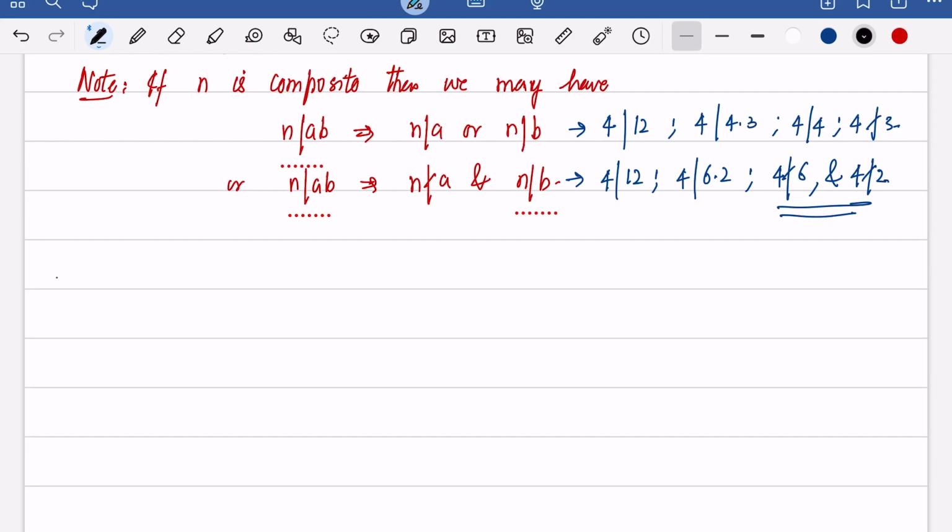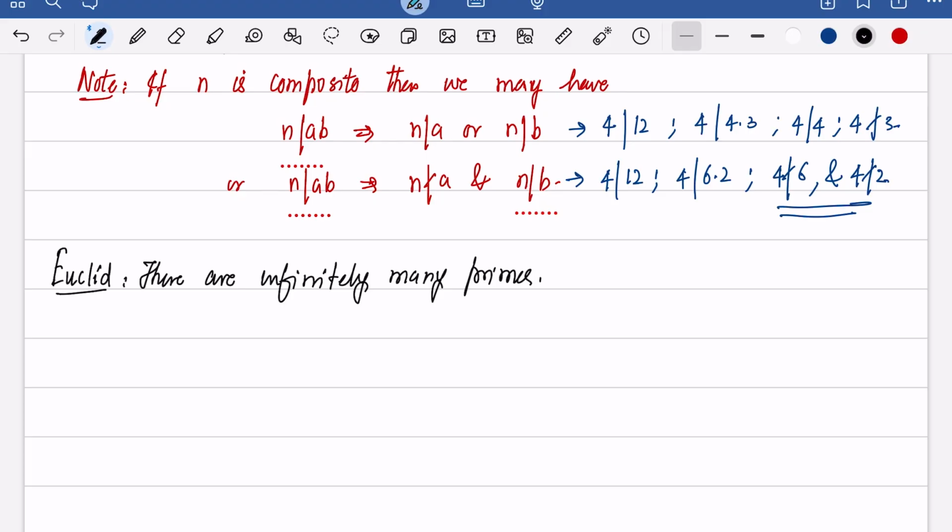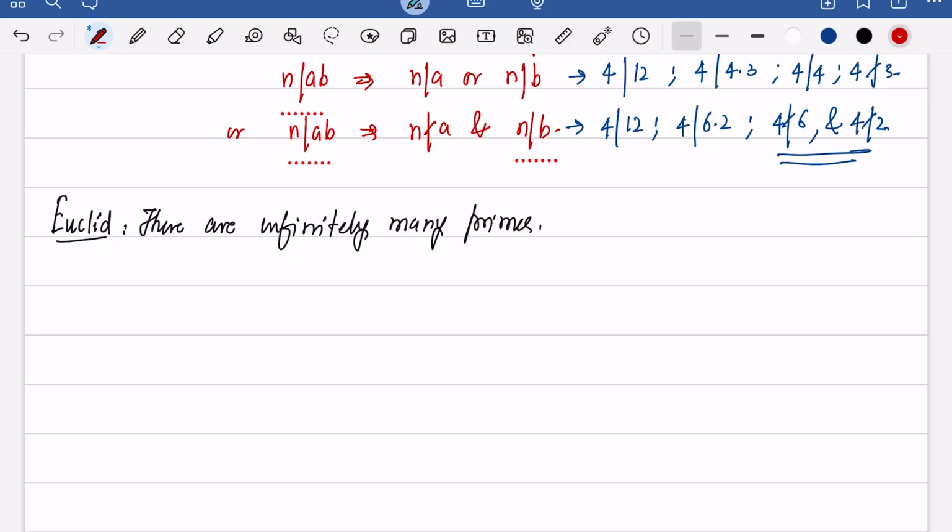Now Euclid's lemma for the prime numbers. Euclid states that there are infinitely many primes. And here we have a very wonderful proof that was in fact given by Euclid himself. Suppose there are only k prime numbers, or a finite number of prime numbers. Suppose this is the list of k prime numbers.